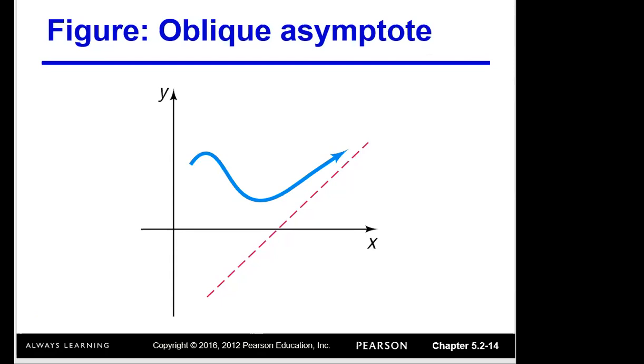Oblique simply means slanted, and it can be a line going uphill, or you could have a line going downhill, positive slope or negative slope. But if it's slanted, it's oblique. It's a slanted, or you could say sloped line.